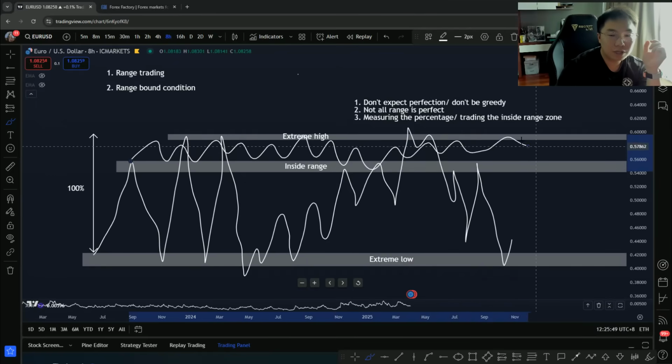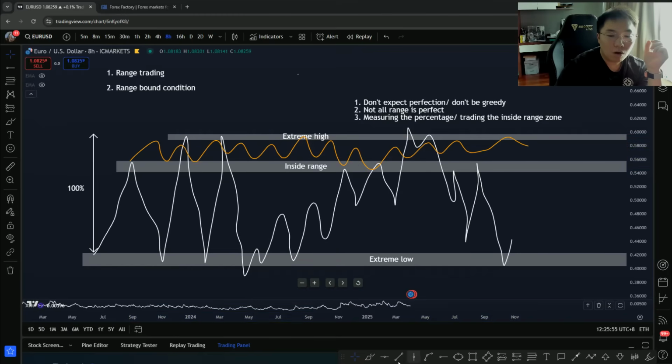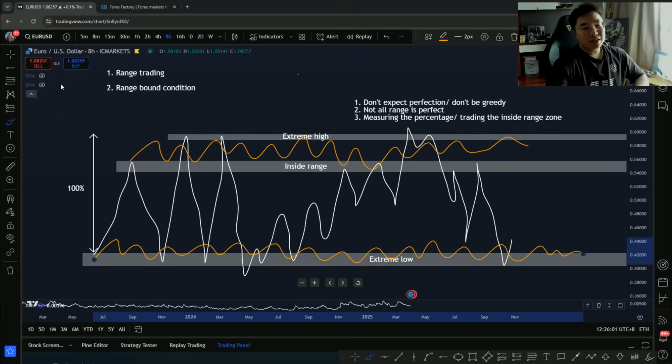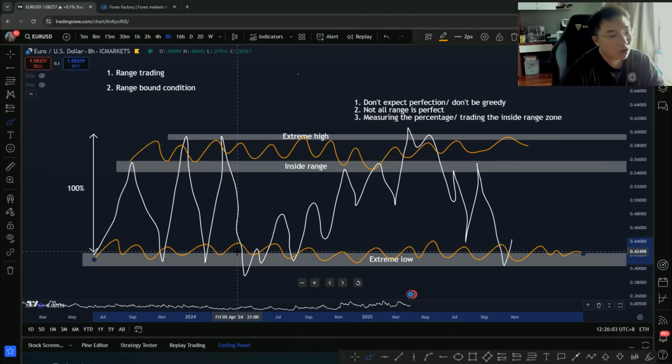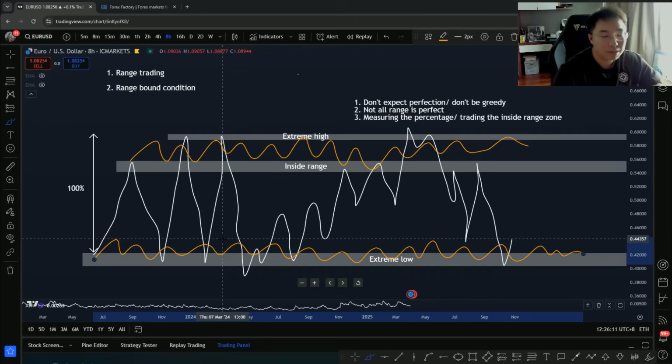Let me change a different color. Or it has to be at the bottom 20%. So let's assume if this range is 100 pips, that means my entry has to be at least within the top 20% pips range or below the 20% pips range, because this will fix most of the problem, especially when it comes to price position and your RR.